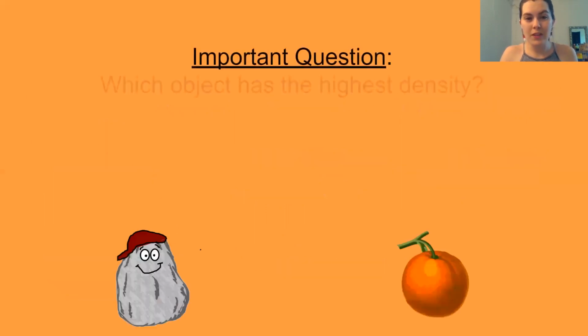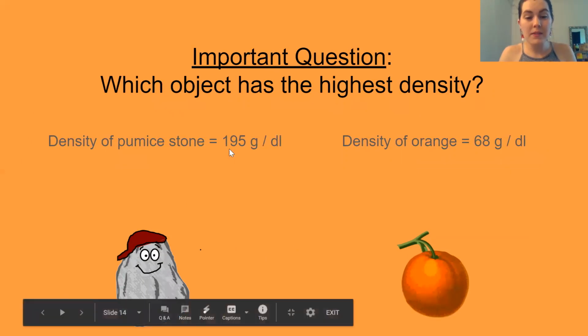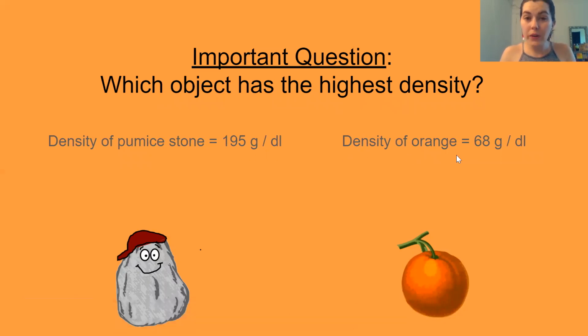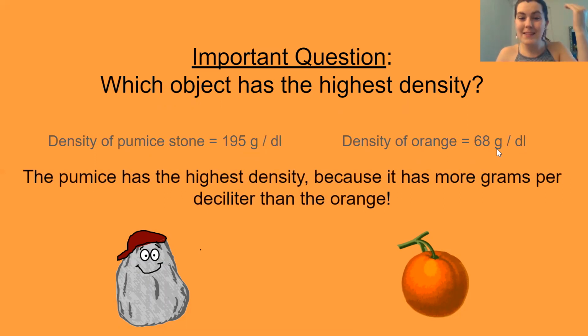So our last important question: which object has the highest density? The density of the pumice stone is 195 grams per deciliter, and the density of the orange is 68 grams per deciliter. So that means that in each 1 deciliter, the amount of matter in the pumice stone is 195 grams, and the amount of matter in the orange is 68 grams. So that means the pumice has the highest density because it has more grams per deciliter than the orange, because 195 is greater than 68.